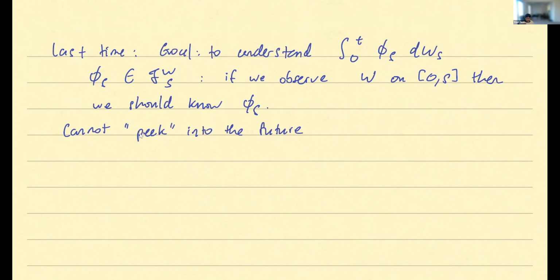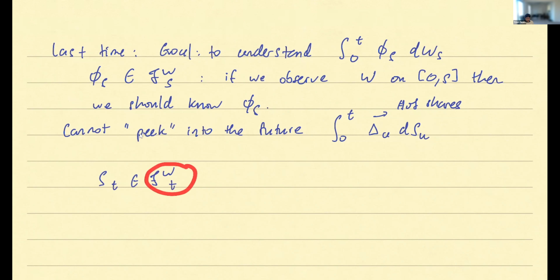All right. So you think of it like this. Remember that one of the motivating examples we have is something like this, where this is the number of shares, and of course this is a stock. The stock is essentially driven by the Brownian motion. So the stock is an adapted process, meaning that if you observe the Brownian motion up to time t, then you should know the stock.